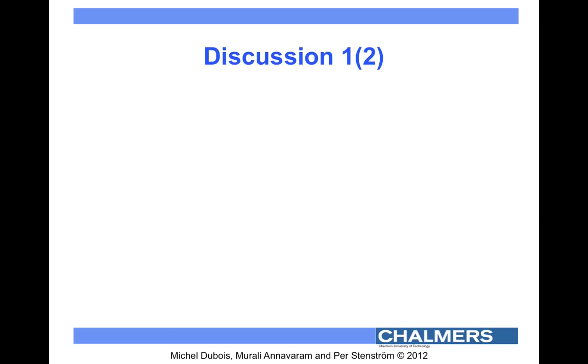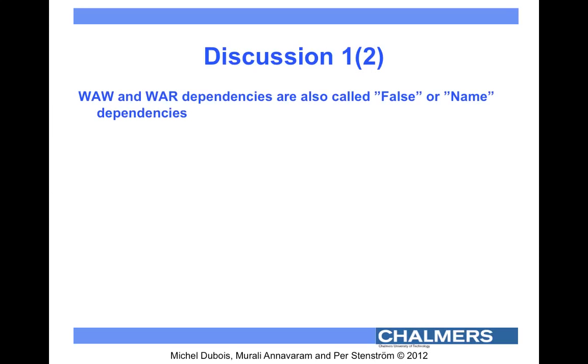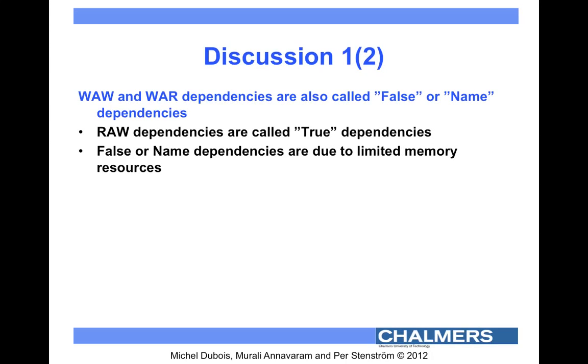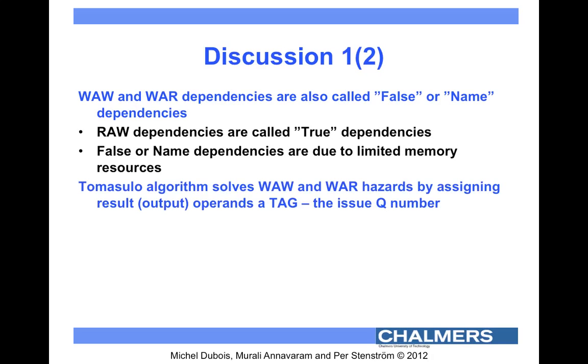So now let's take a more global view of what Tomasulo actually does. Write after write and write after read dependencies are also called false or name dependencies in the literature. And read after write dependencies are called true dependencies. False and name dependencies are due to limited memory resources. In the Tomasulo algorithm, we solve read after write and write after write hazards by assigning result output operands a tag, the issue queue number.